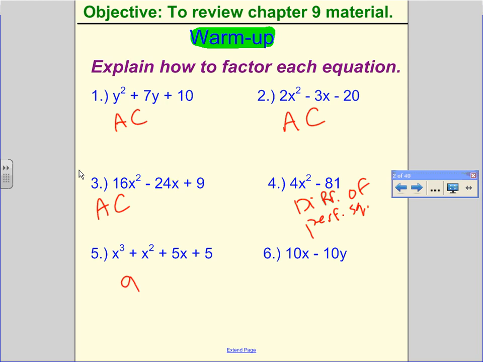Good. Number 5 is a grouping problem. Number 6, what kind of factoring problem is number 6? This is the very first type we did, Brian. Say that again. Okay, Marissa? Very good. Just a GCF problem. If you can only take a GCF out, it's just a GCF problem. 10 is not a perfect square, so it cannot be difference of perfect squares.